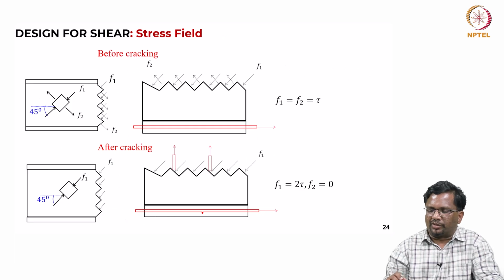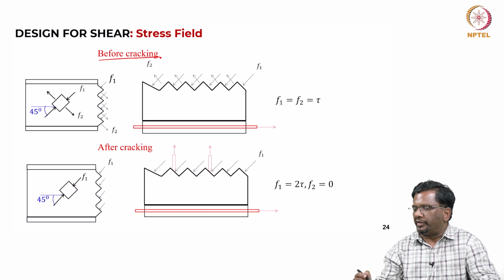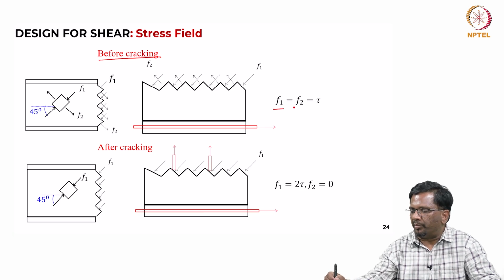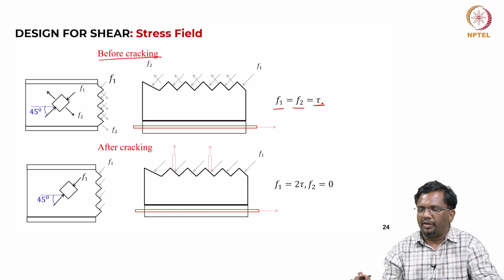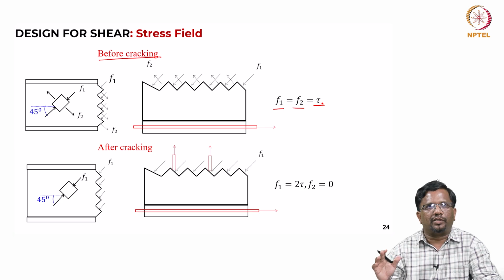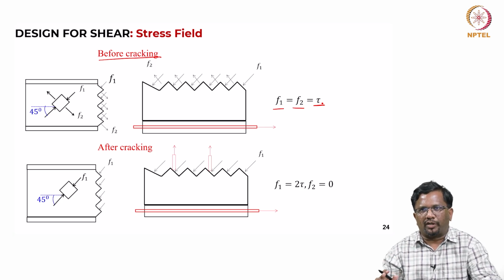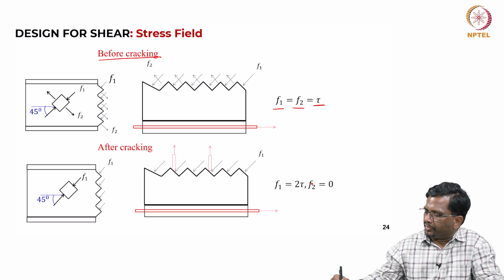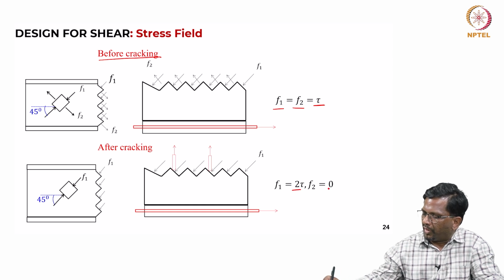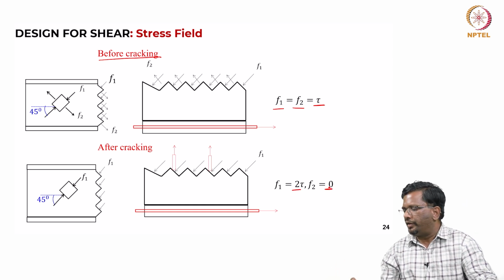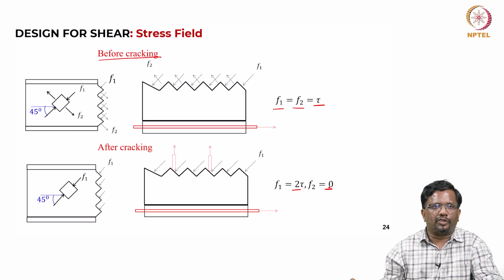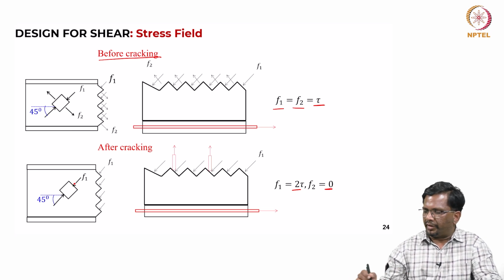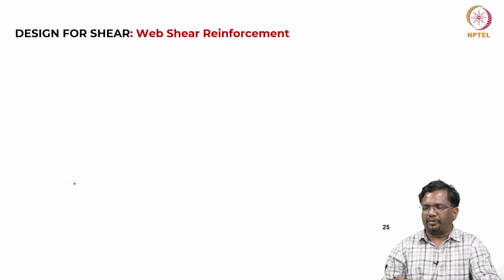Now, this is how the stress states are going to be before cracking, and we have seen that both principal compression and tension are going to be equal to the shear stress when the concrete is uncracked. The moment it cracks, your principal stresses will become 2 tau, and the other one, because it is already cracked, will become 0, because it is a cracked element. It will be subjected to only compression like this, right. So, you have a cracked element like this.